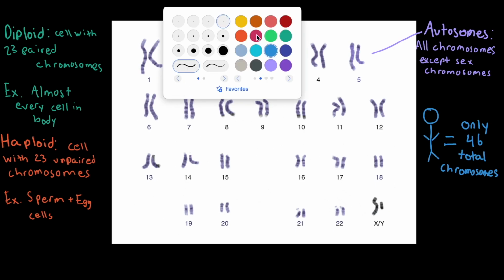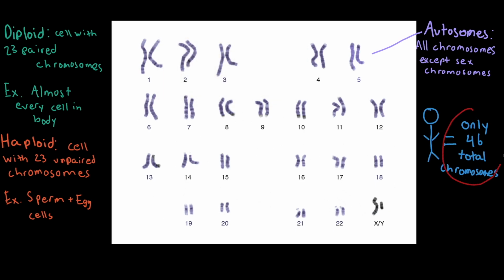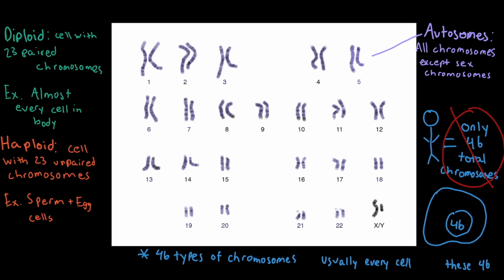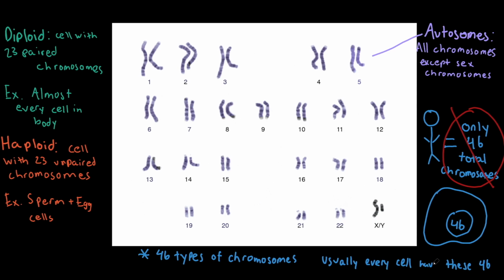One more thing before we move on. The belief that we only have 46 chromosomes in total throughout our body is a myth. We do have 46 chromosomes, but these 46 are housed in the nucleus of nearly every diploid cell. Essentially, we have 46 different types of chromosomes that account for physical or mental traits.